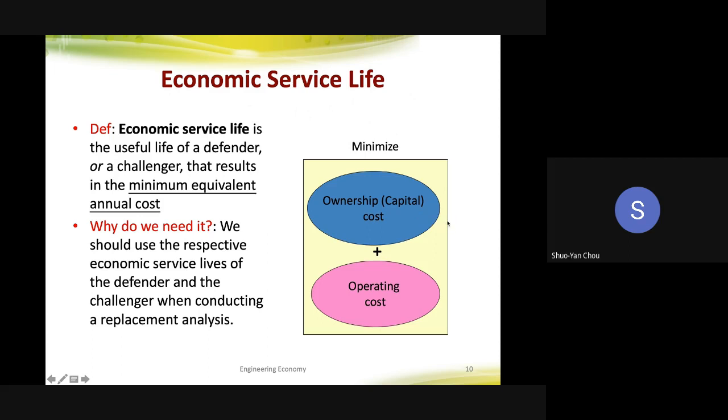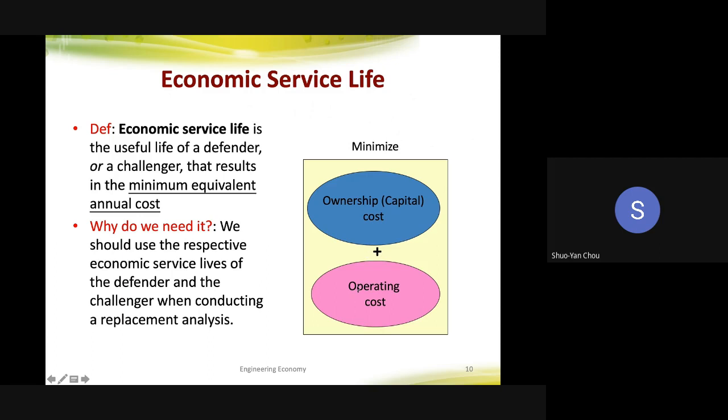But in general, what actually happens is, if we average the ownership cost by the number of years in service, the longer we put it in service, the annual ownership cost should be lower and lower, right? Because it just happened in the beginning. If you have more years to share the cost, the annual capital costs will be lower if you have a longer service life.